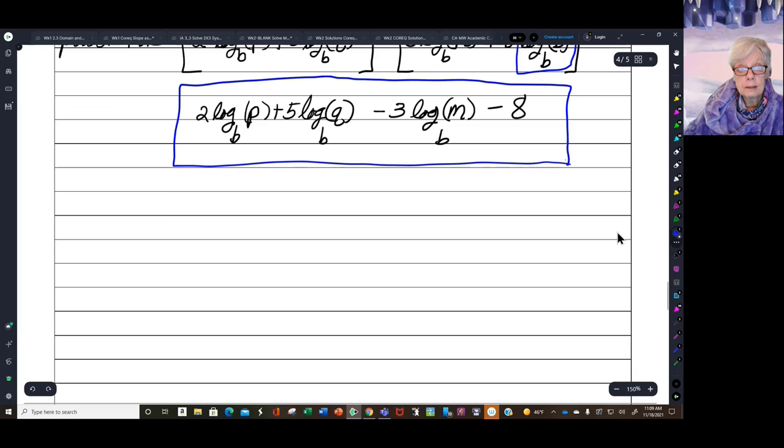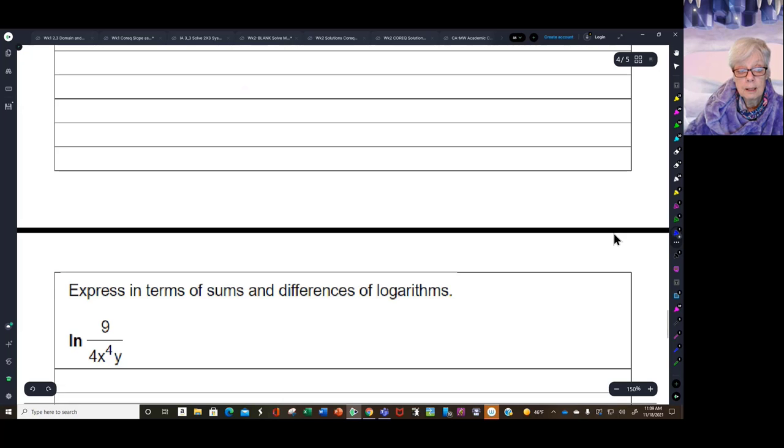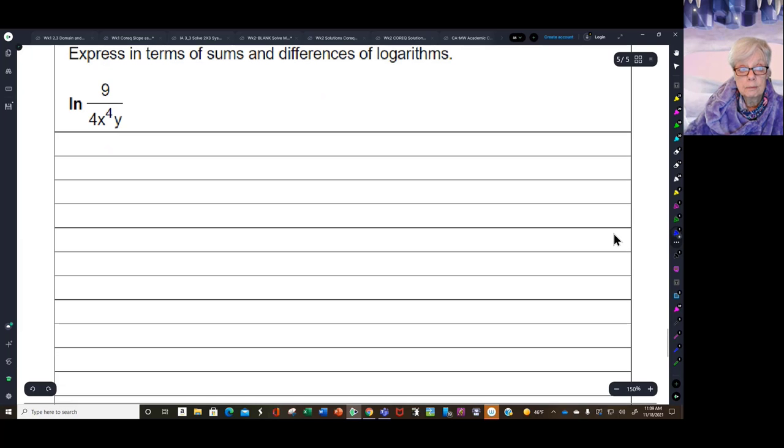Okay. We move on. Now we've got the ln of 9 over 4 x to the 4th y. Ln is just a logarithm. So we're going to use the quotient rule first, just like we did before, because this is a fraction. So we're going to use the quotient rule.